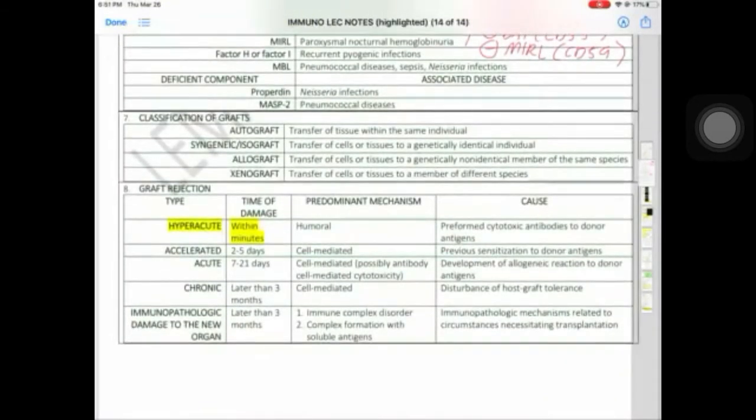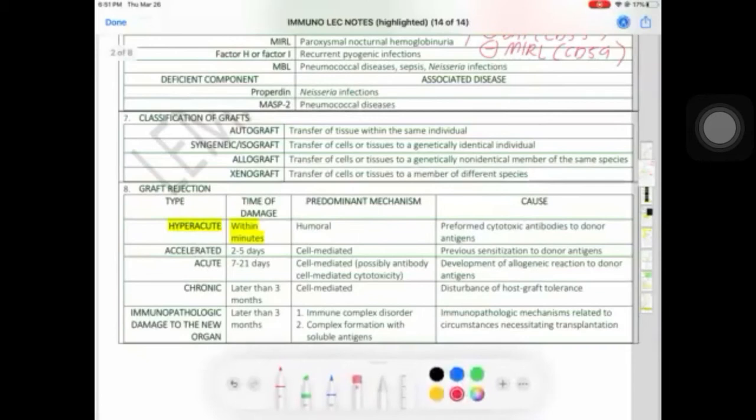We mentioned yung mga different types of graft. Autograft, transfer of tissue within the same individual. Isograft or syngraft, transfer of cells or tissue to a genetically identical individual, graft among identical twins. Allograft, transfer of cells or tissue to a genetically non-identical member of the same species. Or xenograft, transfer of cells or tissues to a member of different species.